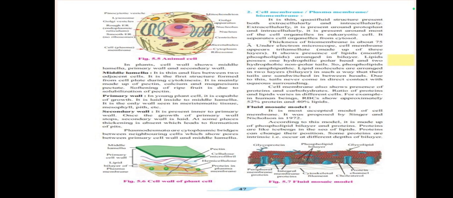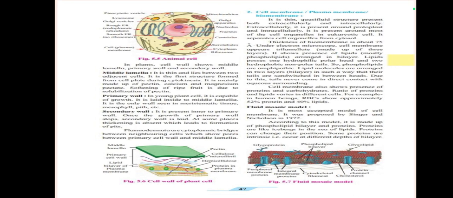Cell membrane also shows presence of proteins and carbohydrates. Ratio of proteins and lipids varies in different cells. For example, in human beings, RBCs show approximately 52% protein and 40% lipids. Fluid mosaic model is the most accepted model of the cell membrane. It was proposed by Singer and Nicolson in 1972. According to this model, it is made up of a phospholipid bilayer and proteins.